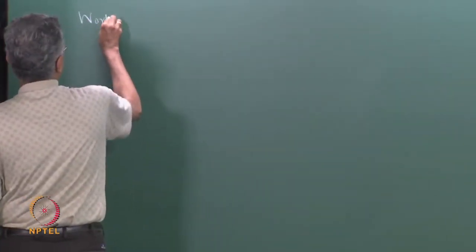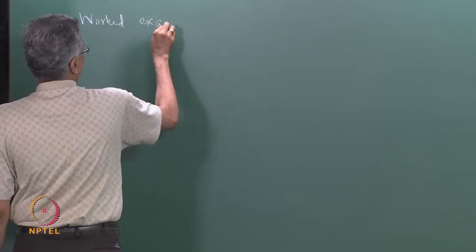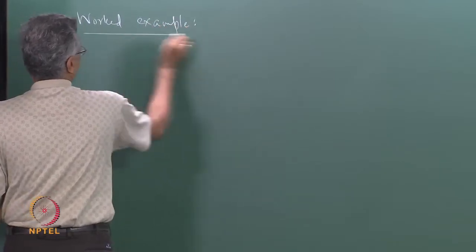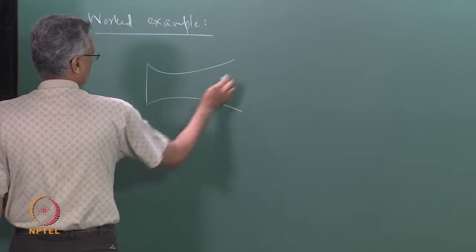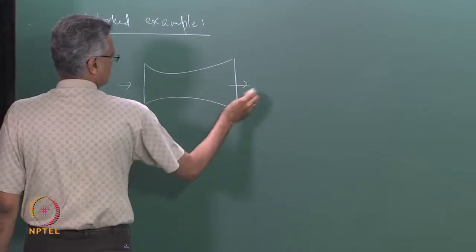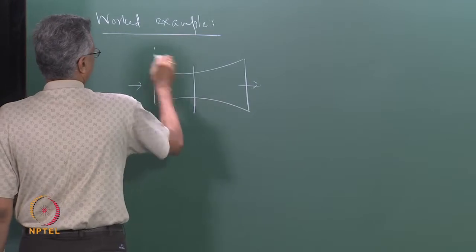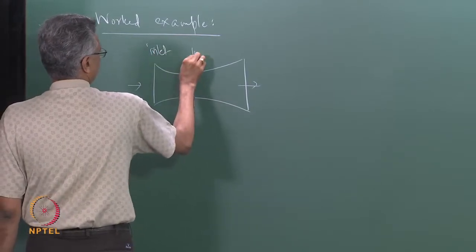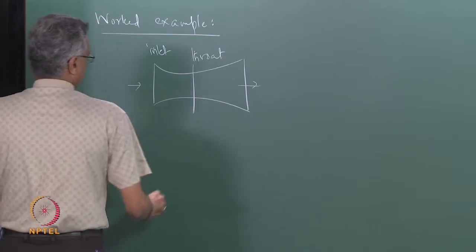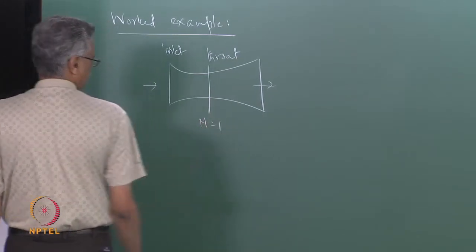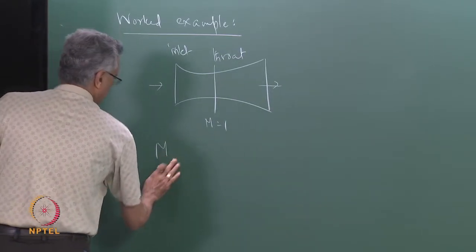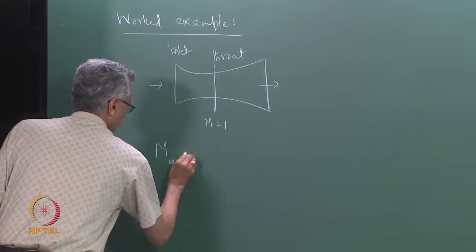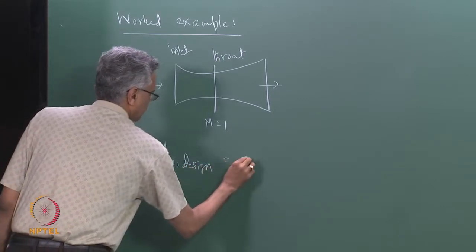So, in the previous class we were looking at a worked example involving a supersonic diffuser. If you recall, this was a converging diverging diffuser designed for operation at a free stream Mach number. So this was the inlet, this is the throat, and M is equal to 1 at the throat, and the design free stream condition M infinity design was 2.